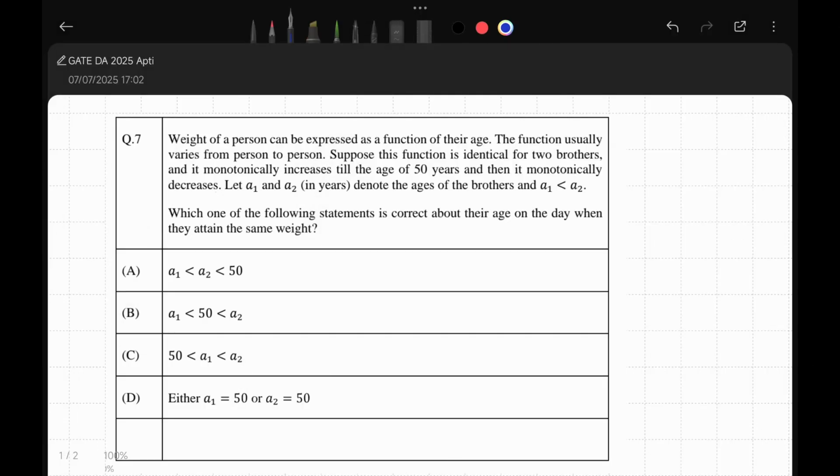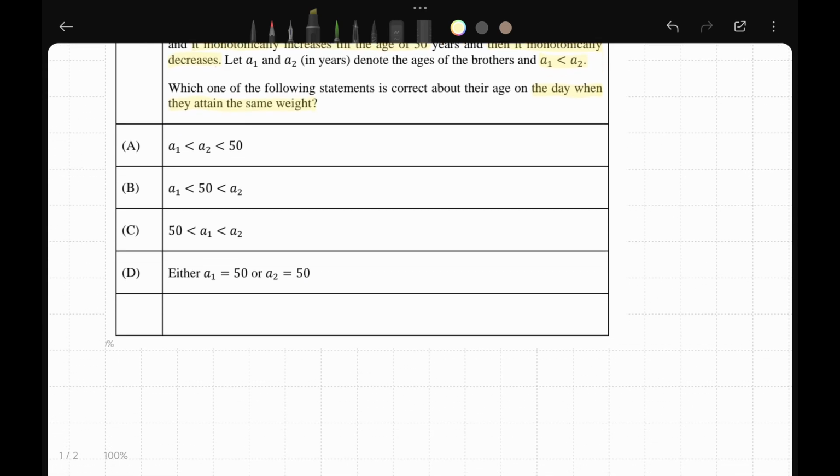Now the seventh question. So first I'll highlight all the important information that is given in the question. First they've said that the function of weight with respect to age is identical for both the brothers. It monotonically increases till the age of 50 and then it monotonically decreases. A1 is less than A2 and we are worried about the day when they attain the same weight.